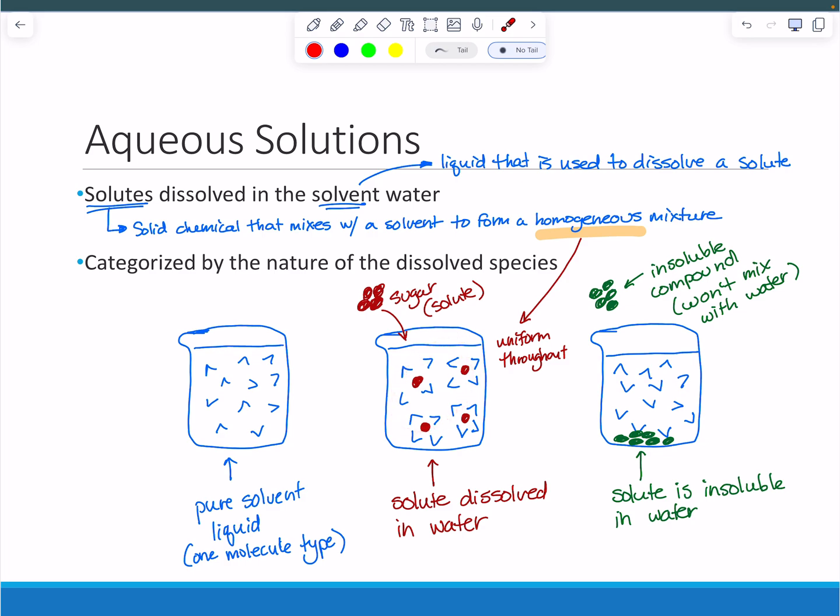An example of a heterogeneous mixture would be something where you've got a lot of molecules down here and a couple up here. This is not how things that are soluble in aqueous solution behave, where you've got a little more in this unit of volume down here than you do up here. So that's what we mean by homogeneous.